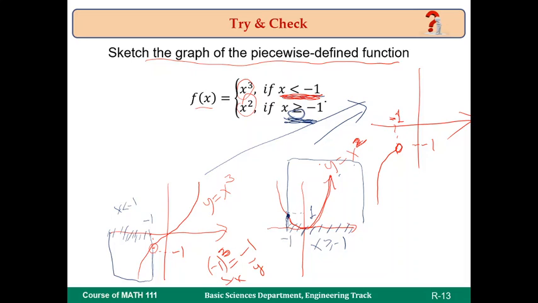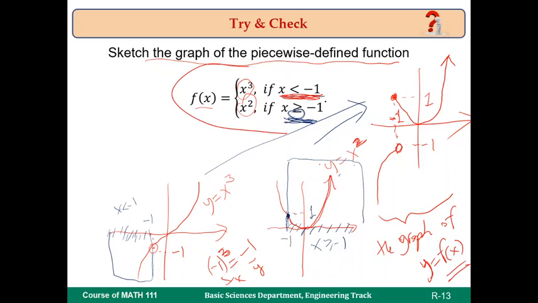So at -1 it takes the value 1. It's 1. So then we take x squared. And this is the graph of y is equal to f of x. And here f of x is this piecewise defined function. So this is the final answer now.